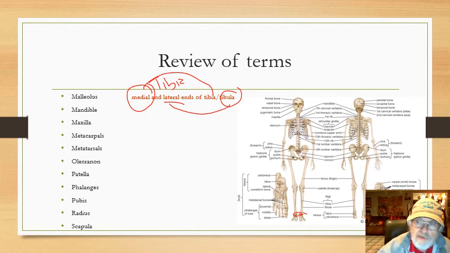Next word here we have is called the mandible. The mandible is the lower jawbone. This area here is called the mandible. Hard to see right there. There's the mandible right there. The lower jawbone will be called the mandible.